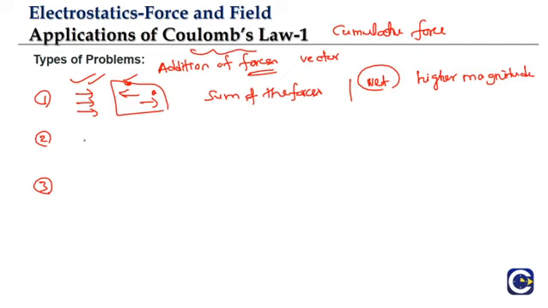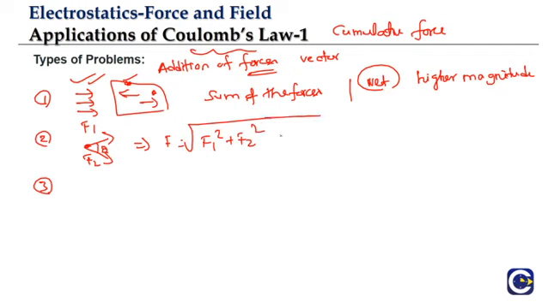The second type of problems is where we have just two forces with some angle between them. For this kind of problem we will use the resultant formula. If you have two vectors, the resultant of the two forces will be given by square root of F1 square plus F2 square plus 2 F1 F2 cos theta, where theta is the angle between the two forces. This we can use only when we have two forces with some angle between them.